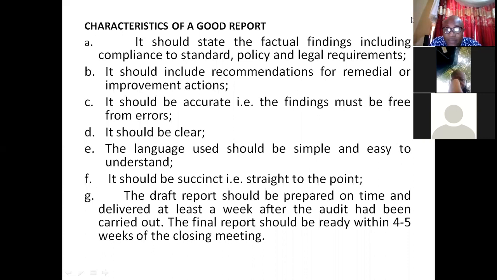Don't overdo it. Only what you see is what you should document. It should also include recommendations for remedial action or improvement. It should be accurate. The findings must be free from errors. Don't add what is not there. It should be clear. The audit should also be clear.